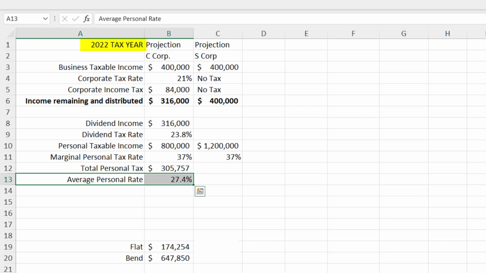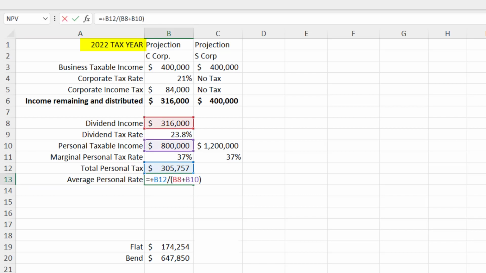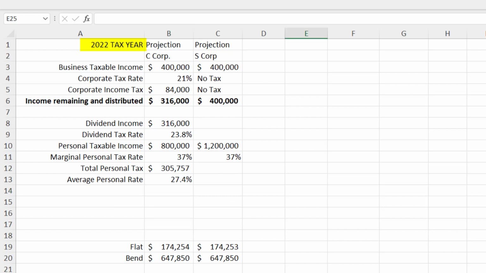Now, what is our average tax rate? That is going to be the total amount of tax divided by total taxable income. And it gives us an average personal rate of 27.4%, which should make sense to everybody. We know that that's always going to be between the two rates, right? It's going to be between the lowest part that our income is taxed at and the highest amount that our income is taxed at. How does that work if she is an S corporation?